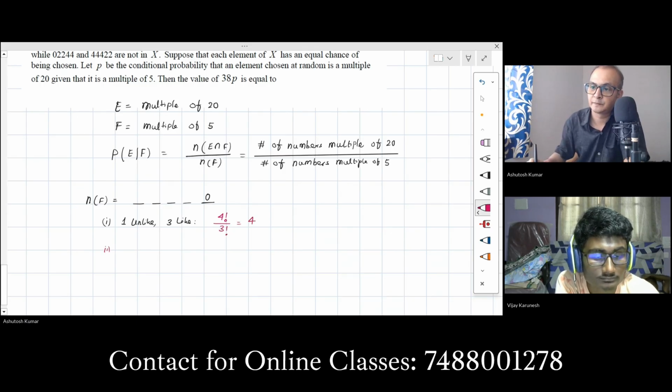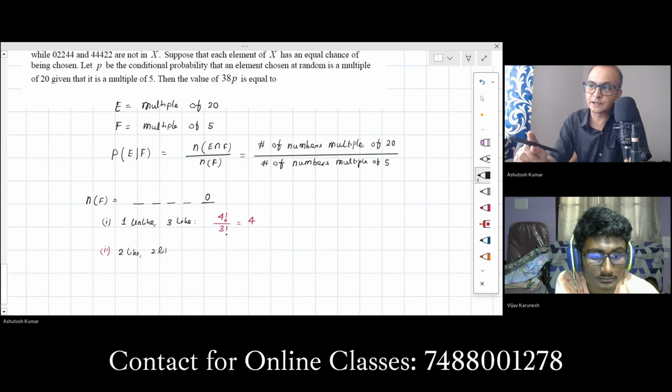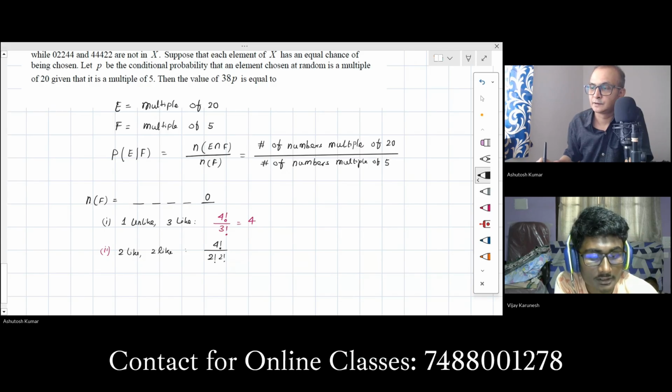Second, 2 like, and you write 2 of another kind. Same thing, 2 like, 2 like, just write. So what do we get? 4 factorial by 2 factorial into 2 factorial, it should be 6. Yes.